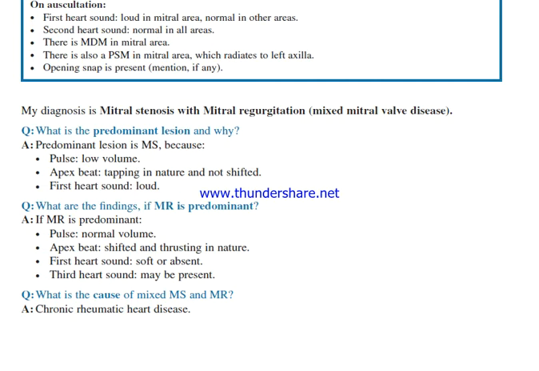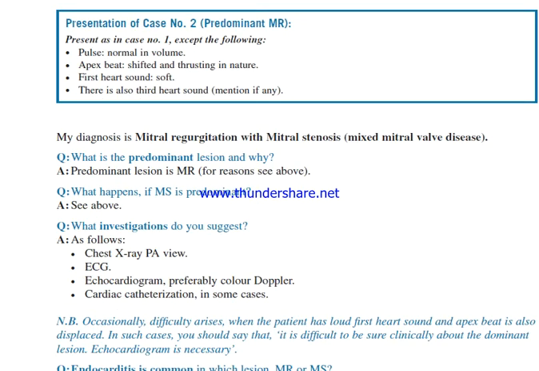What are the findings if MR is predominant? If MR is predominant, pulse normal volume, apex beat shifted and thrusting in nature, first heart sound soft or absent, third heart sound may be present. What is the cause of mixed MS and MR? Chronic rheumatic heart disease. Now presentation of case number 2, where MR is predominant.